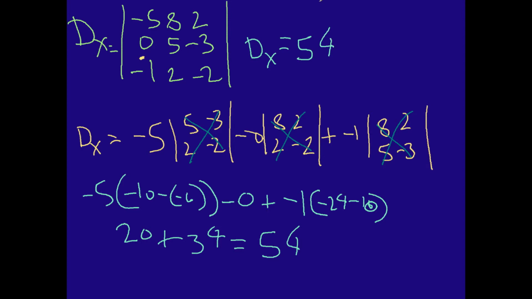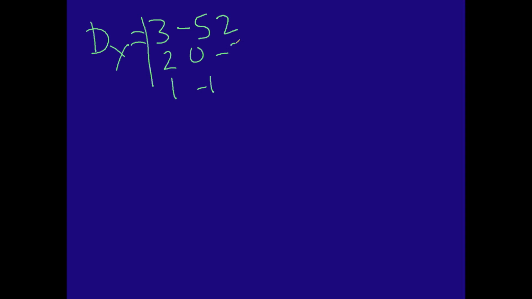Okay, let's move on to d of y, d sub y. And so again, we're going through the same process. The x column is back to normal again, but this time we swap out the y's for the constant. So now the middle column is -5, 0, -1. And then the column left over, the z column, is going to be the same, 2, -3, -2, like so. Nothing new there.